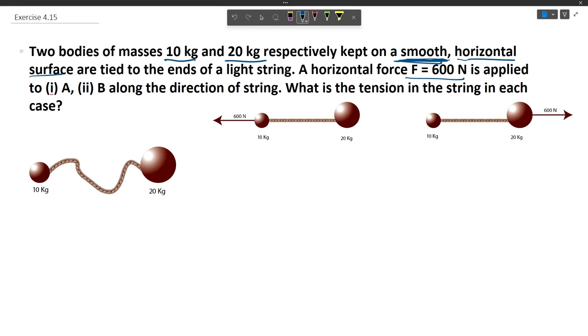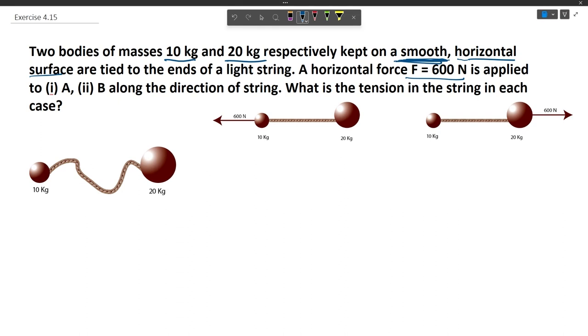So we have to find out what if the 600 Newton force is applied on the 10 kg object away from the string, and what if the force of 600 Newton is applied on the 20 kg object away from the string. So what is the acceleration in each case and the tension in each case? We have to find out both the things.